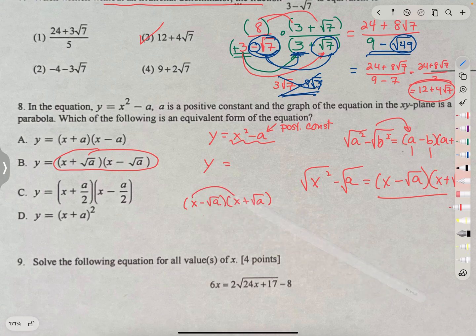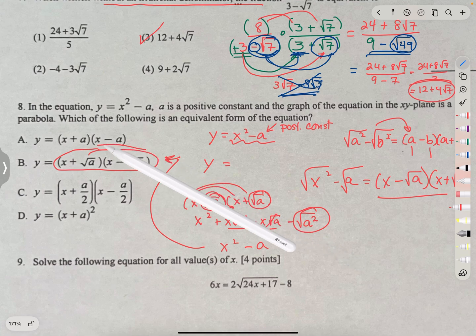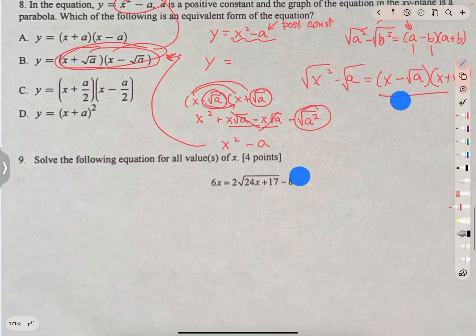It's plus x times x times root a looks like this, x times root a. But this now is negative times an x, so it's negative x root a. Those two cancel. And your last multiplication, the negative root a times root a is negative root a squared, but you can square root a squared, and that is x squared minus a. So that certainly, this product is equivalent to that right there.